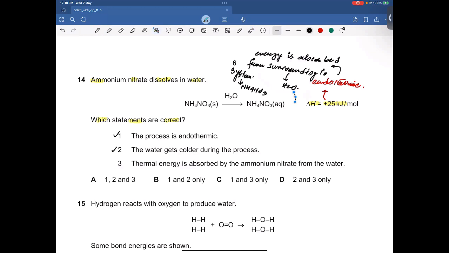So when water acts as a surrounding and obviously temperature drops, feels colder. Okay. Next, thermal energy is absorbed by the ammonium nitrate from water. बिल्कुल सही बात है. एनर्जी वाटर से निकल के अमोनियम नाइट्रेट में जाएगी, यानी सराउंडिंग से सिस्टम में जाएगी. तो थर्ड स्टेटमेंट इज आल्सो राइट. सो ऑब्वियसली ए इज गोइंग टू बी द राइट आंसर.